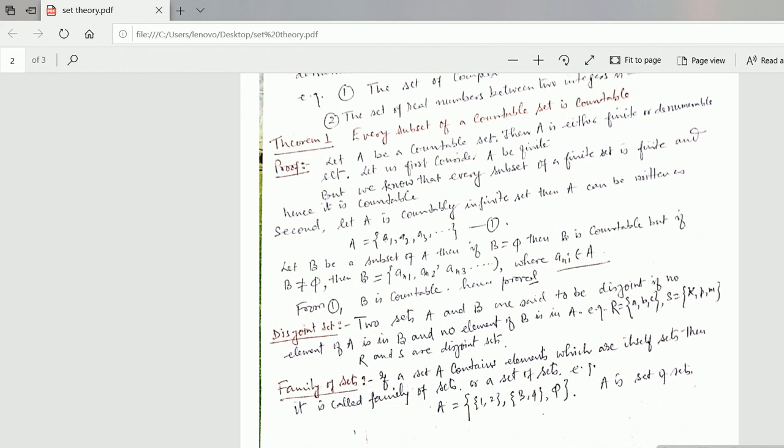Family of sets. If a set A contains elements which are themselves sets, then it is called a family of sets or a set of sets. For example, A equals, I have written sets inside the set: {1}, {2, 3}, {4}, and the null set also. A is a set of sets. Okay.